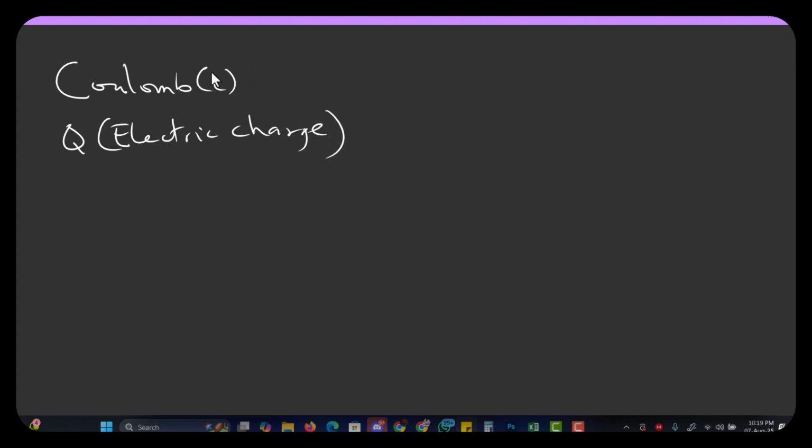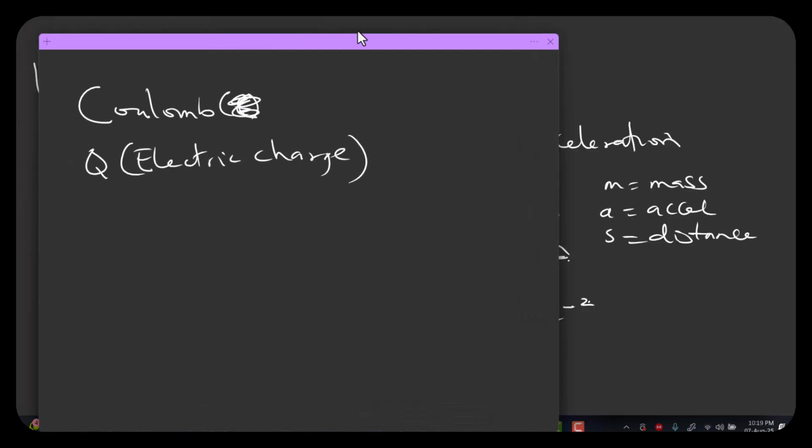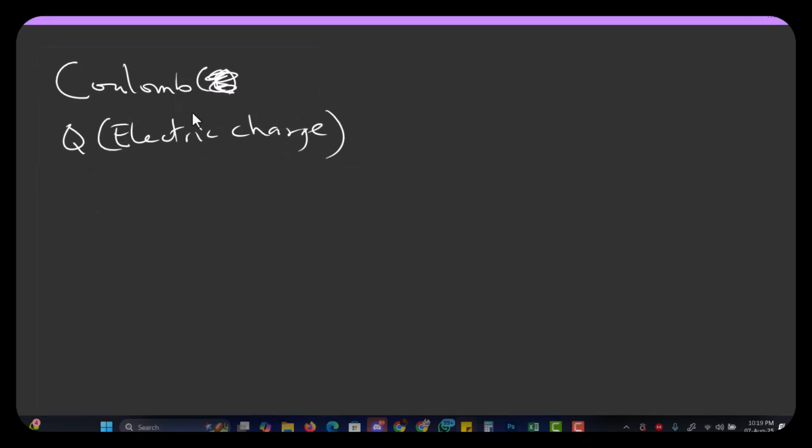And since this is coulomb, what is the alternate unit for this coulomb? Let me put it in. This is capital C. Let me put it here. So what is the alternate unit of this now?